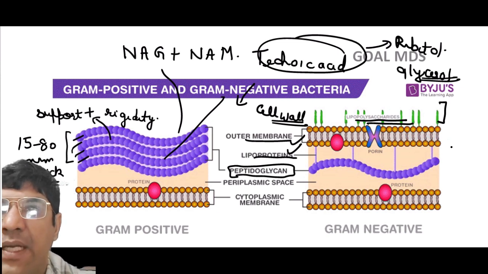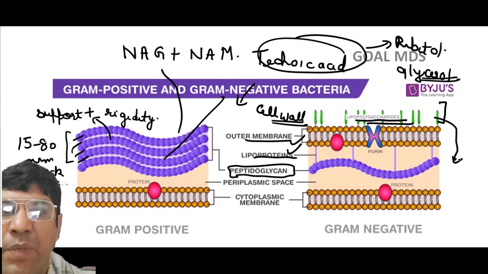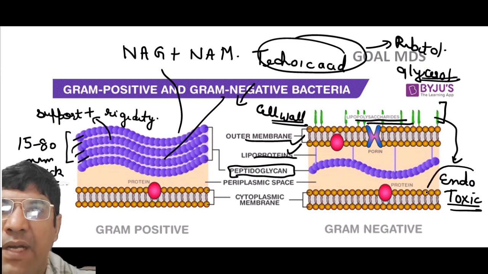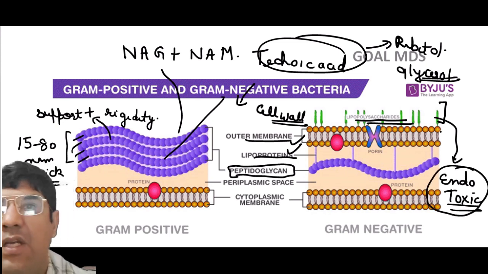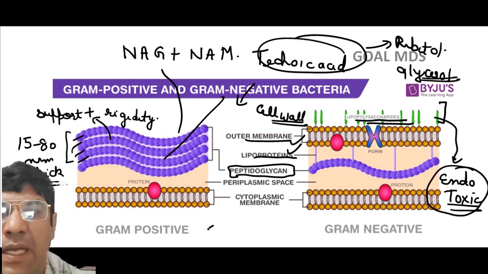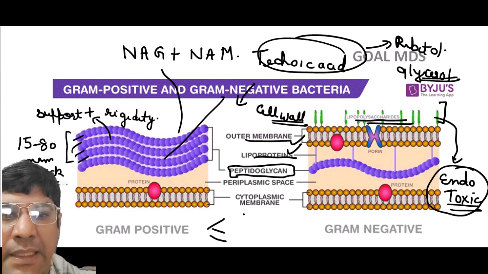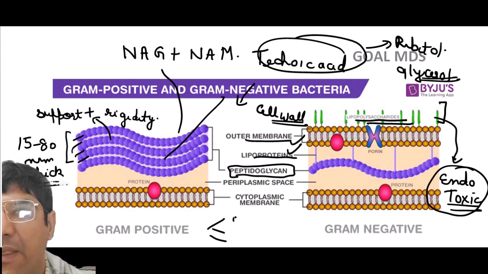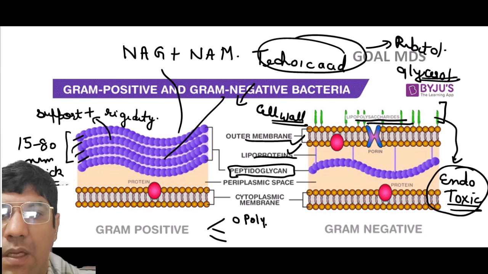So lipopolysaccharide is responsible for, remember, endotoxic activity. Which one is responsible for endotoxic activity? It's the lipopolysaccharide. It has, remember, three regions: region 1, region 2 and region 3. What is region 1? It consists of O polysaccharide. Region 2 consists of core polysaccharide, and region 3 is glycolipid.